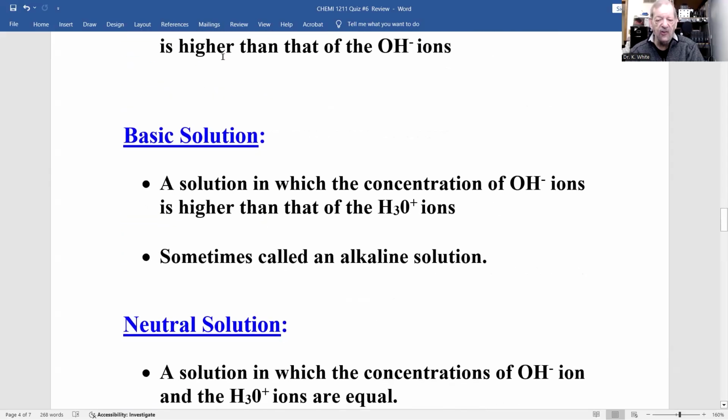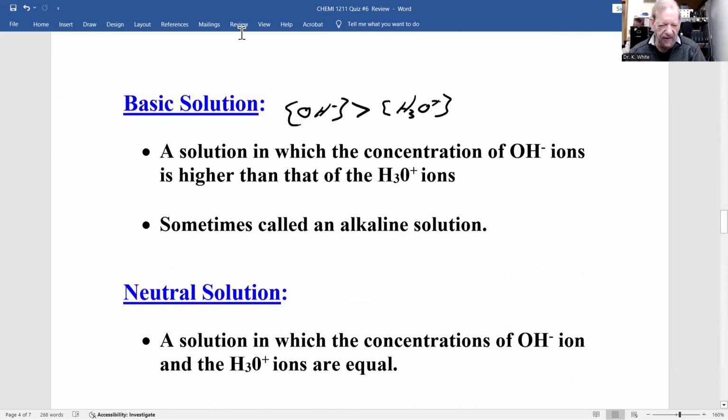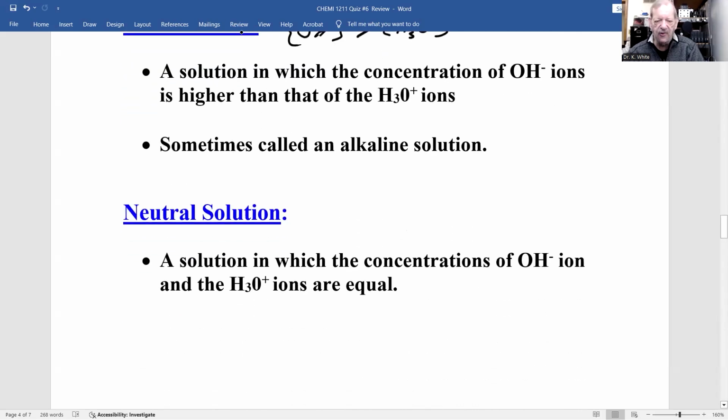Now, a basic solution: the hydroxide ion concentration is greater than the hydronium ion concentration. And this is a basic solution. And finally, a neutral solution: the hydronium ion concentration is equal to the hydroxide concentration.